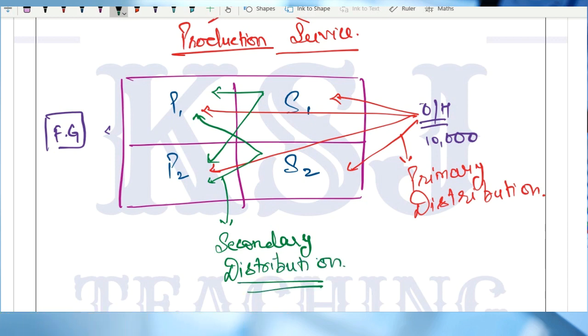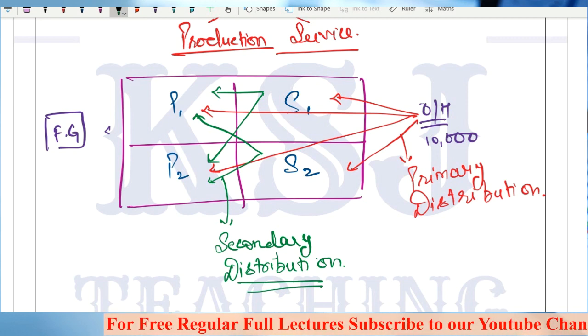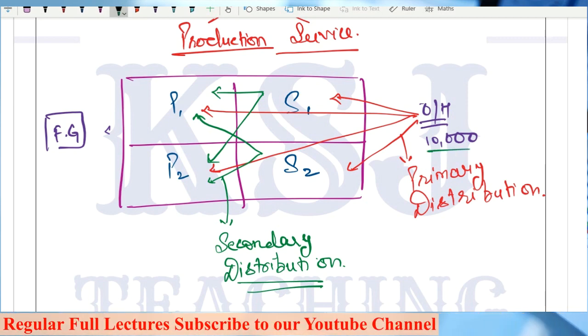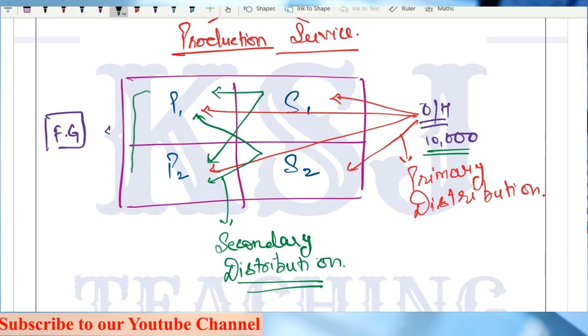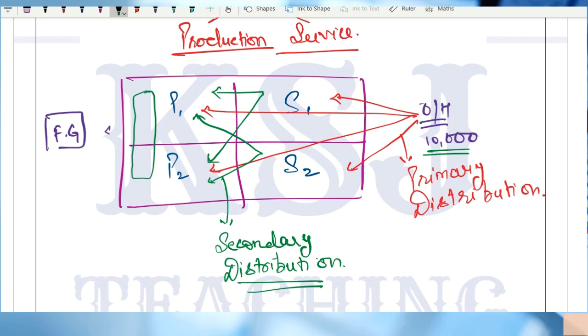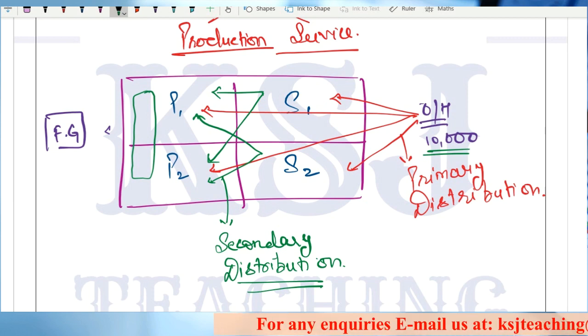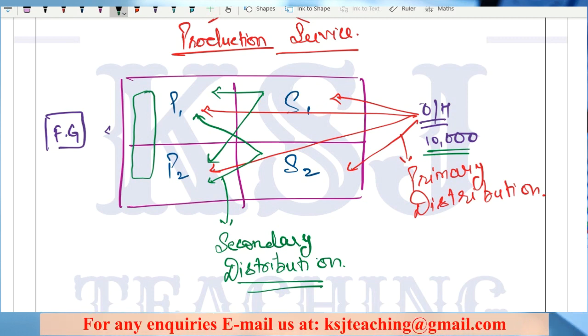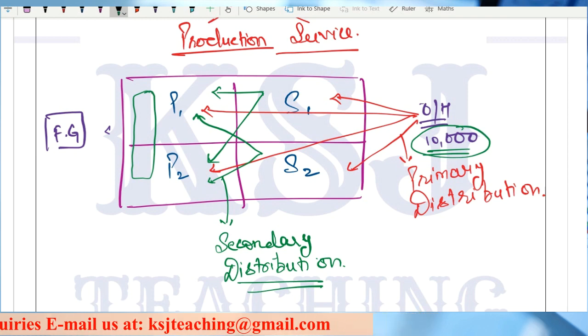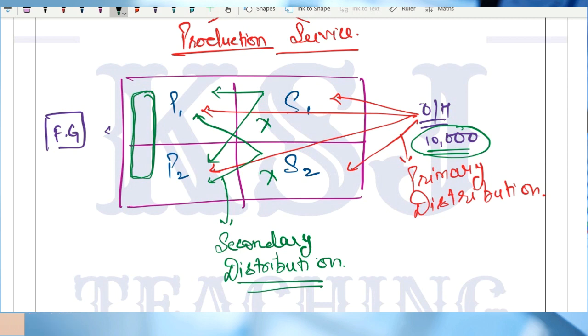Secondary distribution. Clear? Now, try to understand. These two steps are clear. Now what has happened is that all these 10,000 of overheads have been accumulated in these two production departments. First we distributed between all the departments, then we picked up the service department overheads and distributed them in the production departments. So now all these overheads of 10,000 are in these two departments. Nothing is left in the service department now, because we have to reach the nearest department.